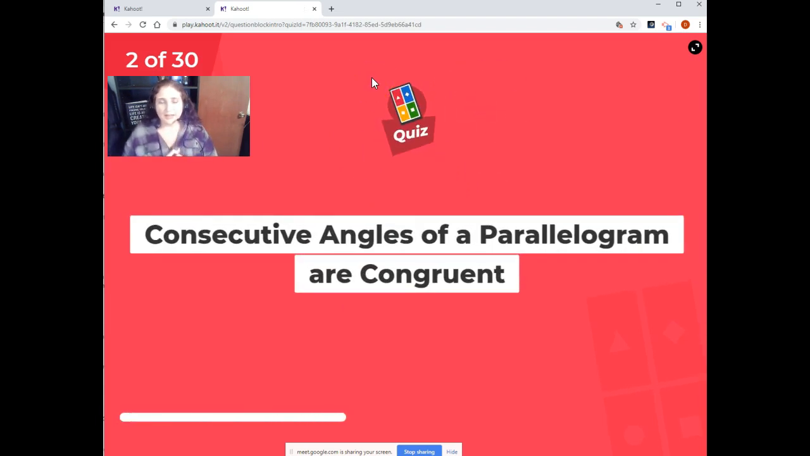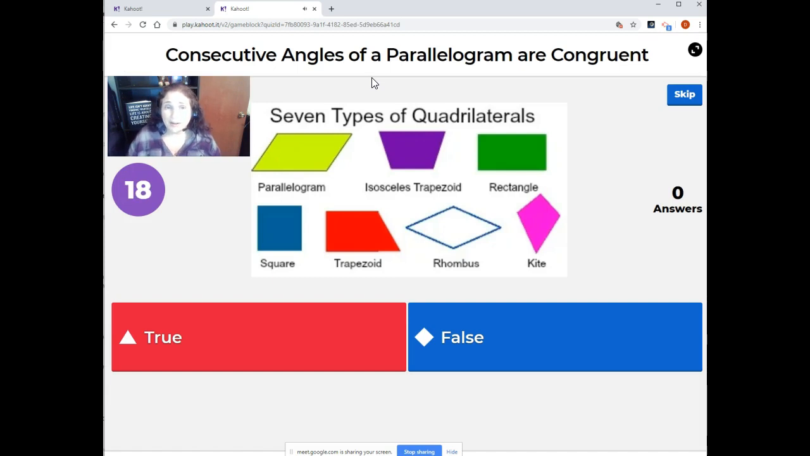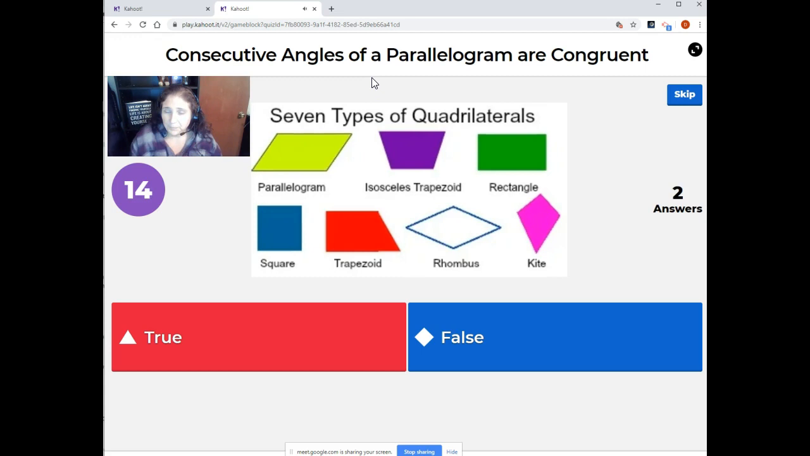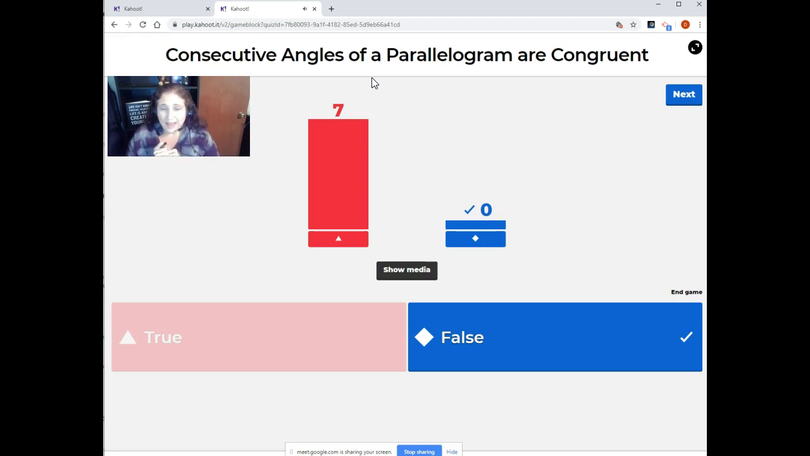Next one. Consecutive angles of a parallelogram are congruent. So look at a parallelogram. Does the top angle and the bottom angle, do they look the same? Yay, everyone got it wrong.